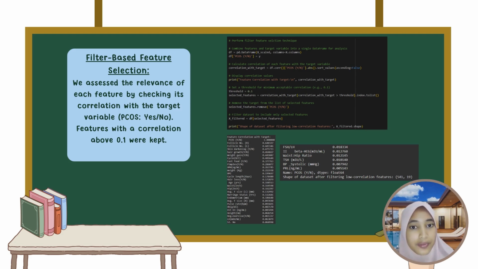After that, we will remove the target variable from the list. That is, we remove "because yes or no" from the list of selected features because it's the target variable, not a feature we use for prediction.